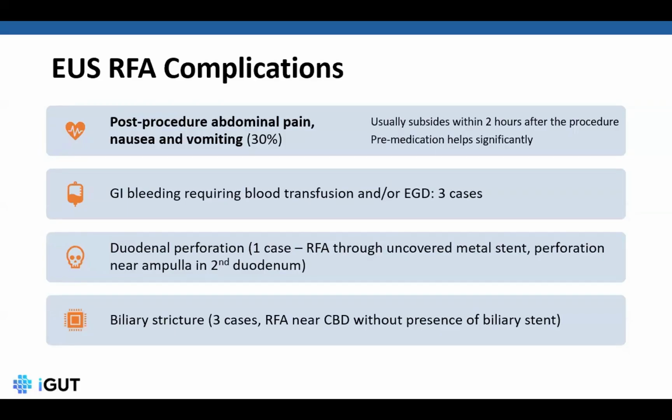I had 1 case of duodenal perforation when I did RFA through a metal stent; the RFA energy essentially went through the metal stent at the site of the ampulla, and that caused the perforation. So now if I'm going to do RFA, I keep the plastic stents and do RFA around the plastic stent. If you have an impending biliary stricture and you do RFA, then you are at risk of biliary stricture. So if you're going to do RFA close to the bile duct, it's probably a good idea to have a stent in.